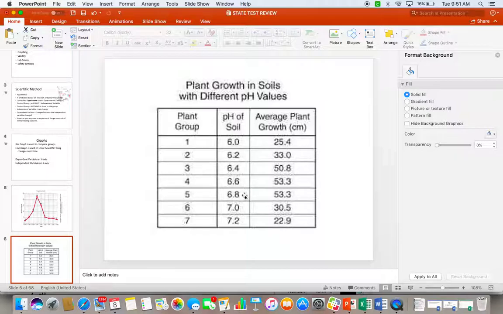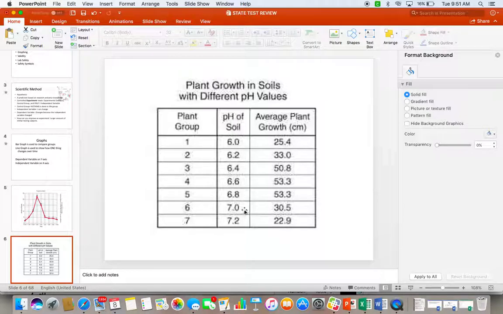So if we were asked what would the optimum pH be for this, we would say either 6.6 or 6.8, and that would be somewhere in our answer choices. If they ask us what would be the worst pH for the soil, we would just look here and find our lowest number, which you see is 22.9, and we would see that that would be a pH of 7.2, okay?